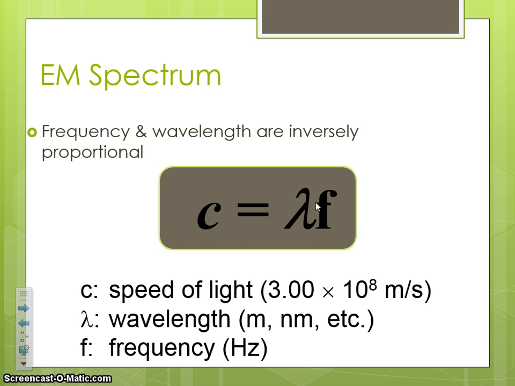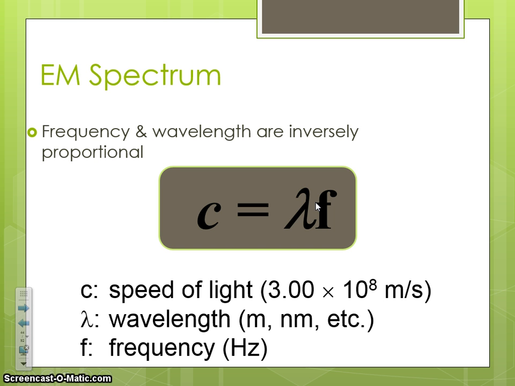For my honors kids, you want to be listening very carefully. So C is a constant, meaning it will always be the same. It's a known value. This is a number you will have to know. So 3 times 10 to the 8th meters per second is the value of the speed of light.